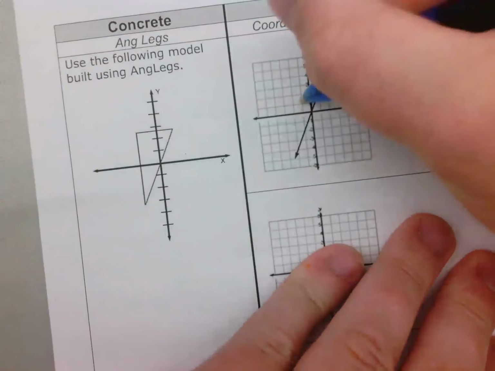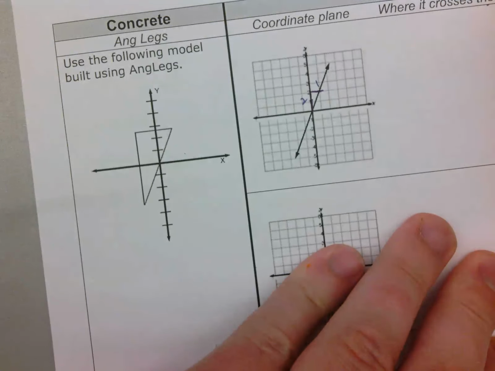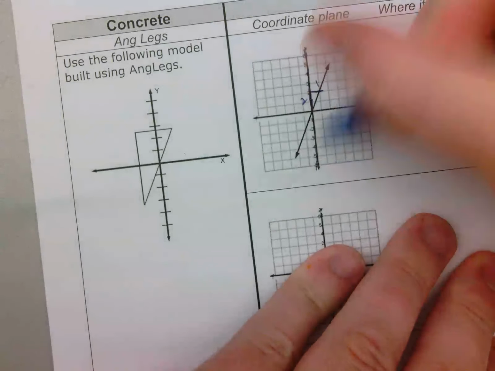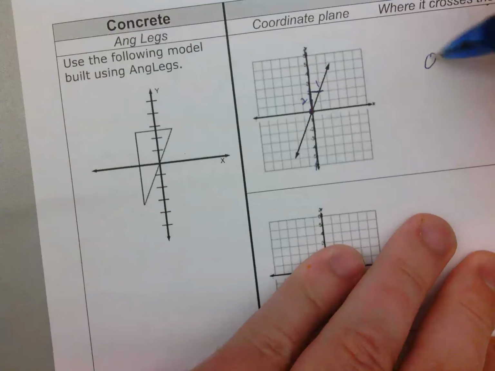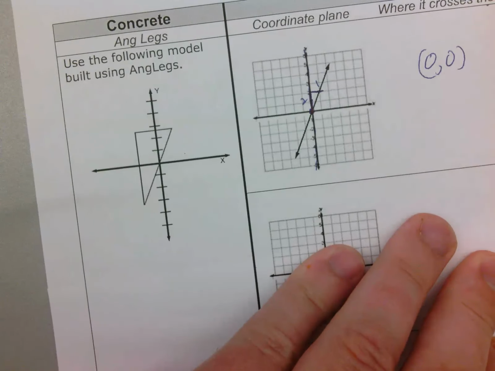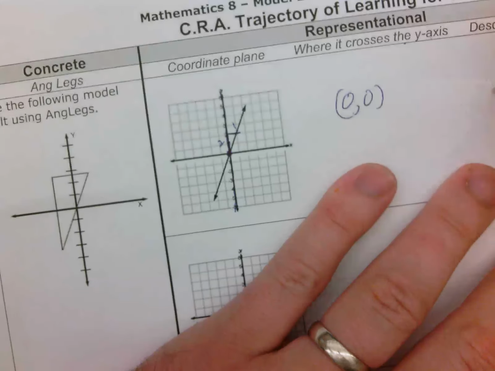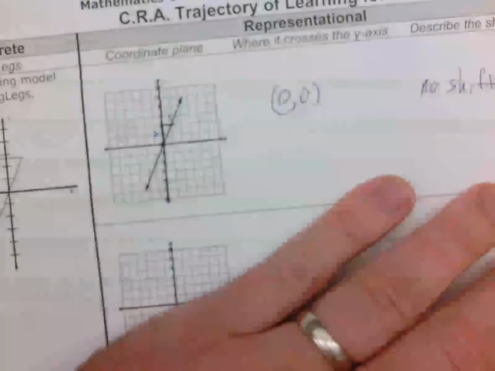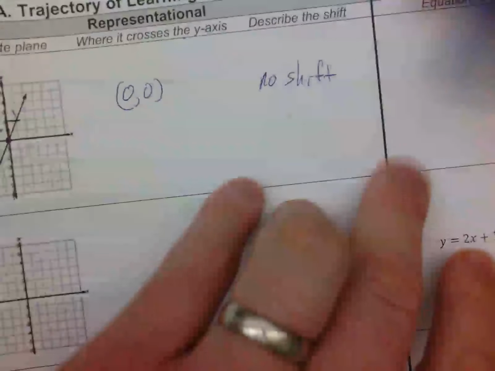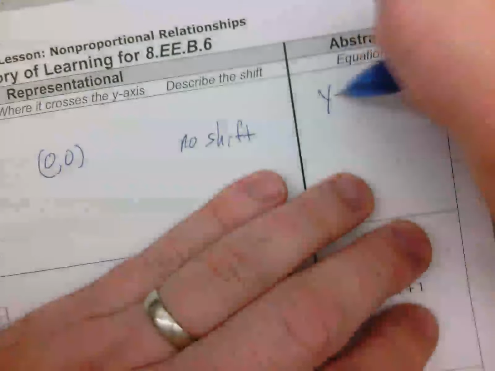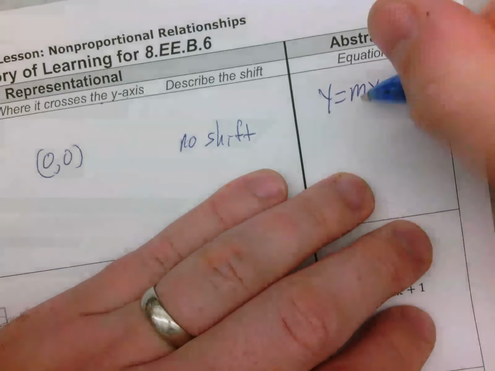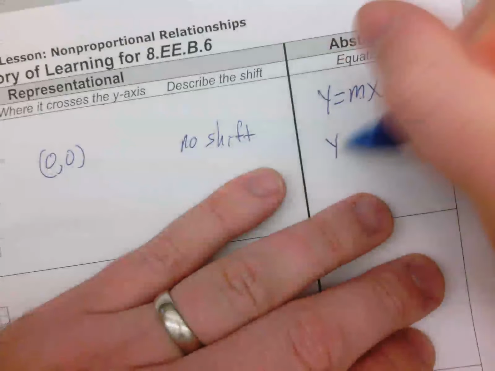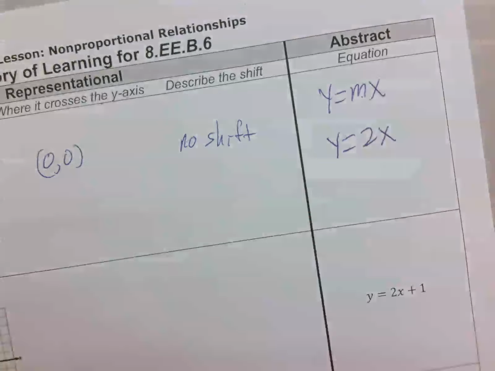It goes up 2 over 1, so our slope is 2. Where does it cross the y-axis? This line here is our y-axis. It crosses right here at the origin, which is (0, 0). So describe the shift. This is our initial line, our parent function, so to speak, so there's no shift. And our equation is y equals mx. m is the slope, which we've already said is 2. So y equals 2x is the equation.